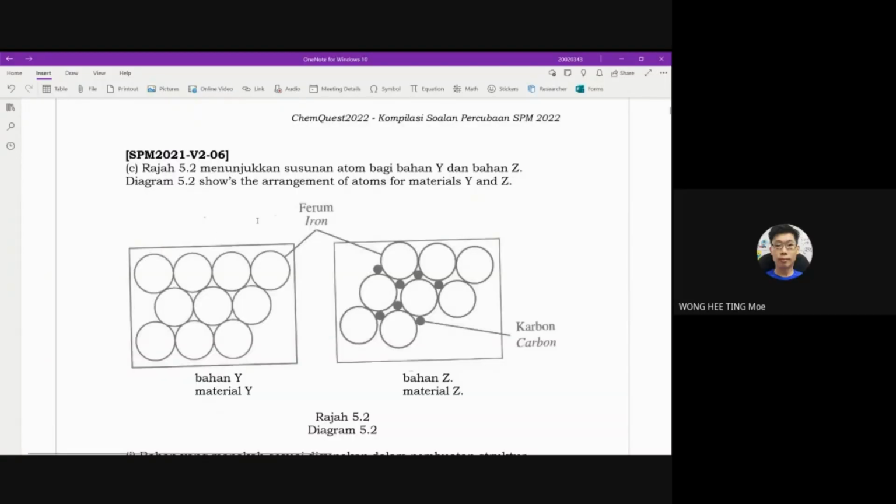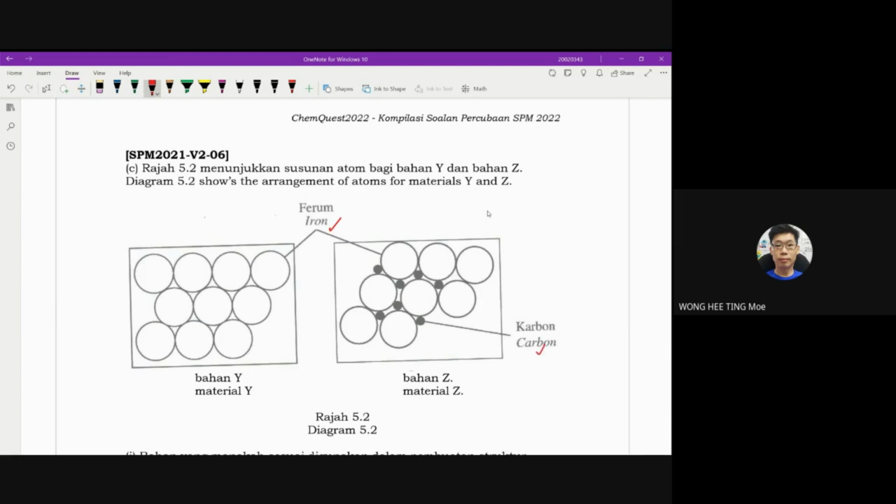The diagram shows the arrangement of metal atoms for materials X, Y and Z. If they are all the same size, they are pure metals. All are the same type and same size. But material Z has two types of different atoms here, carbon and iron. Carbon is smaller.